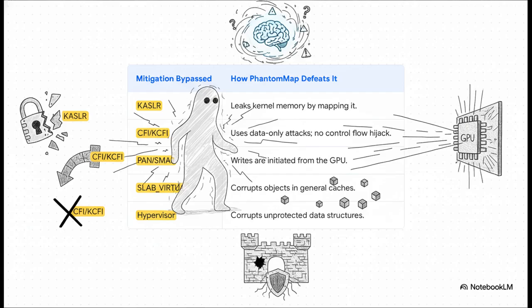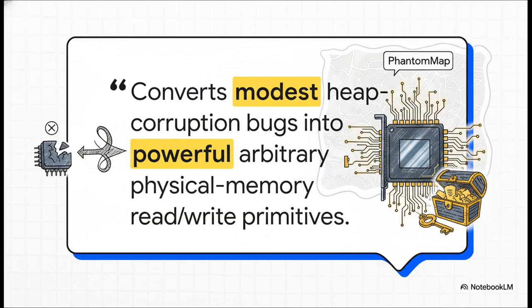This is where it gets just devastating. PhantomMap essentially walks right past the entire modern security stack. KASLR? Defeated. You can just map and read the kernel's physical page tables to find out where everything is. CFI? Bypassed. This is a data-only attack. You're not messing with control flow, you're just rewriting data. And maybe most importantly, PAN and SMAP? They don't matter. The memory writes come from the GPU, not the CPU, so the CPU's access control rules just don't apply.